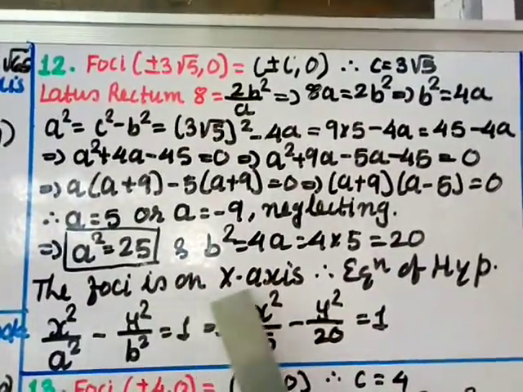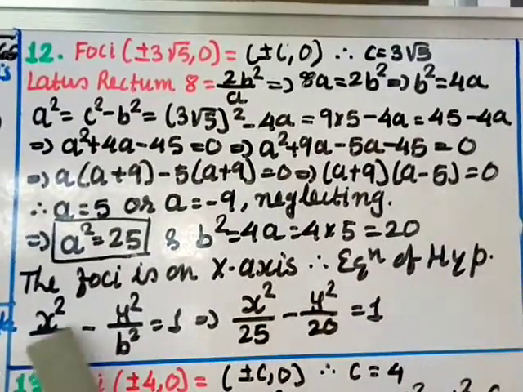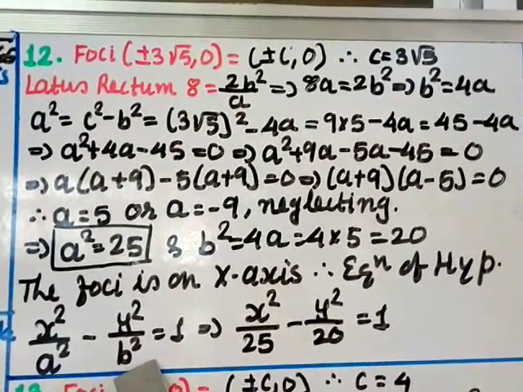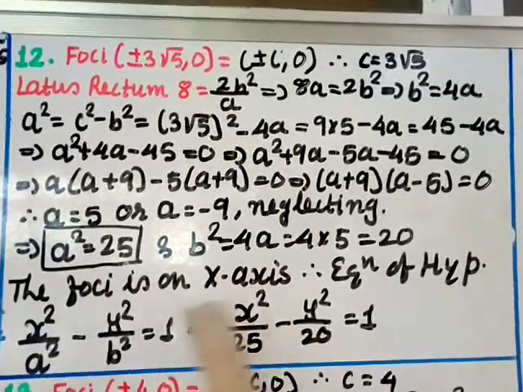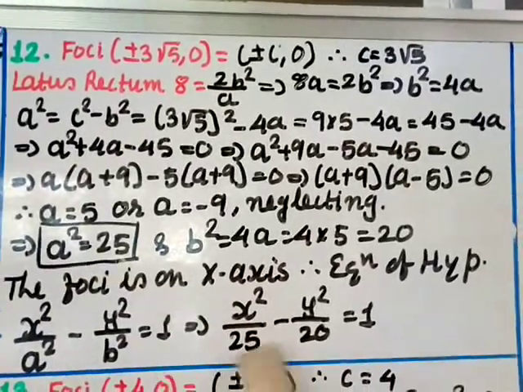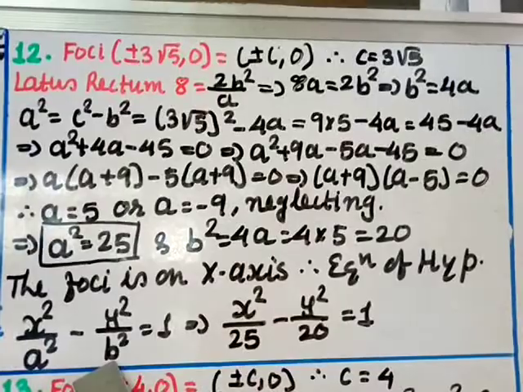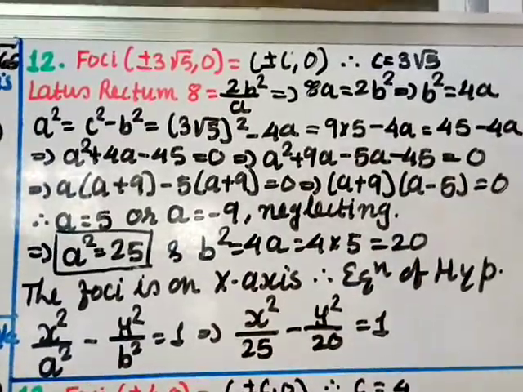The foci are on the x-axis. Therefore, equation of hyperbola is x square by a square minus y square by b square equal to 1, implies x square by a square, a square is 25, minus y square by b square, b square is 20, equal to 1. So that is the required equation of the hyperbola.